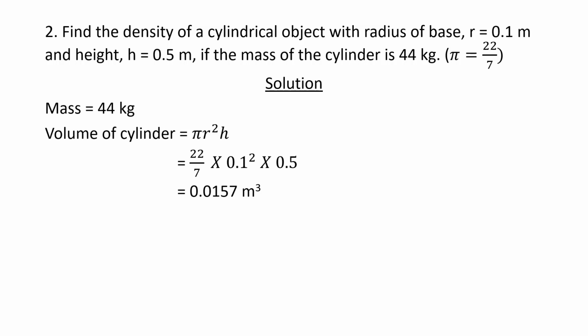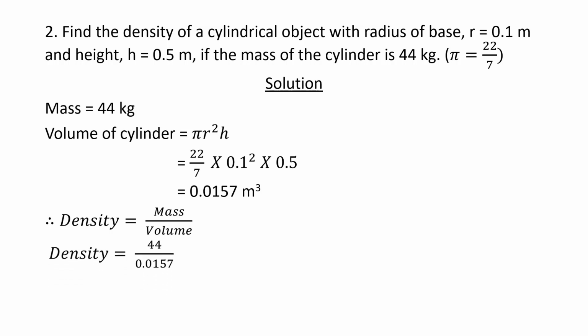Now, getting the volume, we can now calculate the density. So density equals mass over volume. The mass was 44, volume is now 0.0157. Then use a calculator, you get the answer as what? 2,802 kilogram per meter cube.